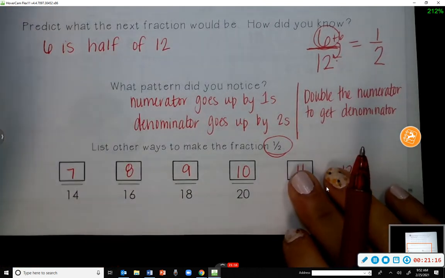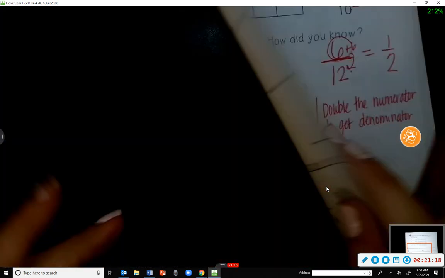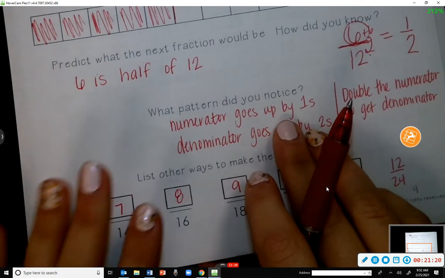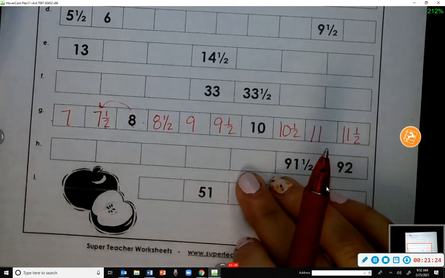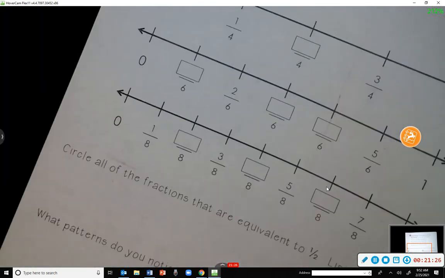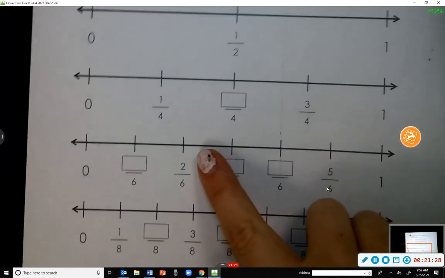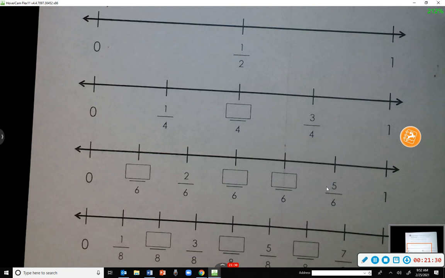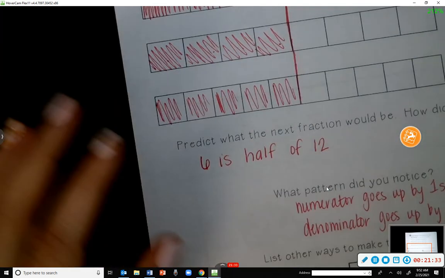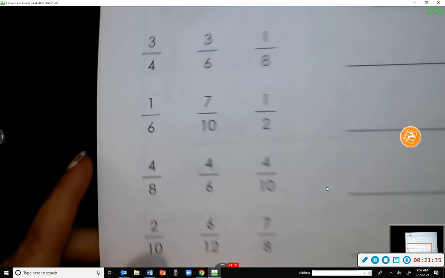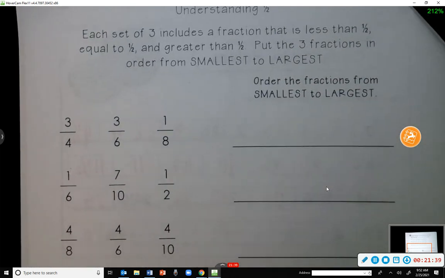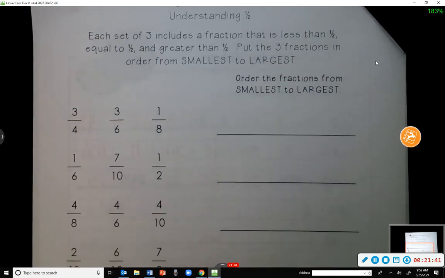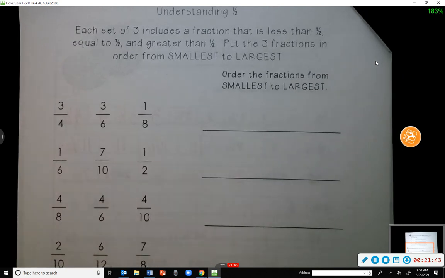Make sense? Jalen, make sense? Okay, so this back page I'm going to let you guys do on your own. It's filling in the fractions equal to 1/2. That's probably the easiest one in this packet. So let's go to this page. We're going to practice putting fractions in order from smallest to largest. Okay?